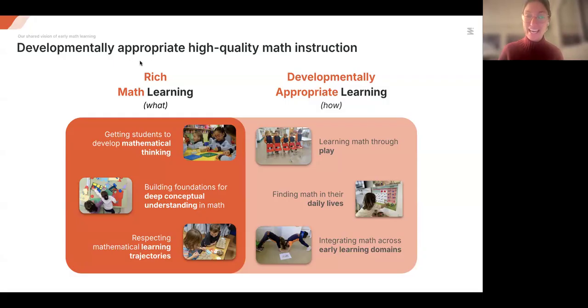Now with the basis and the theory done, let me show you a bit of what our program looks like and what we try to achieve to help you and support you in guiding your children's and students' learning, depending on whether you're a teacher or a parent here today.